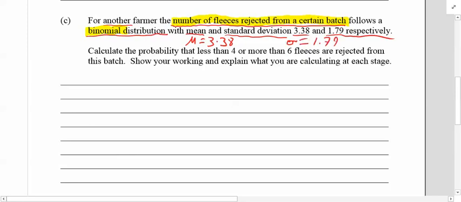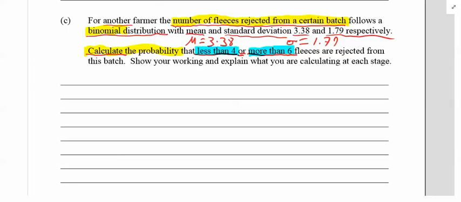Okay. Now the verbs. What are we being told to do? Calculate the probability that less than 4 or more than 6 fleeces are rejected from this batch. Show your working, another verb, and explain, another verb, what you are calculating at each stage. So I'm going to highlight all those verbs, because they're the things where you get marks, and they're the things that you miss out on if you don't read the question properly.